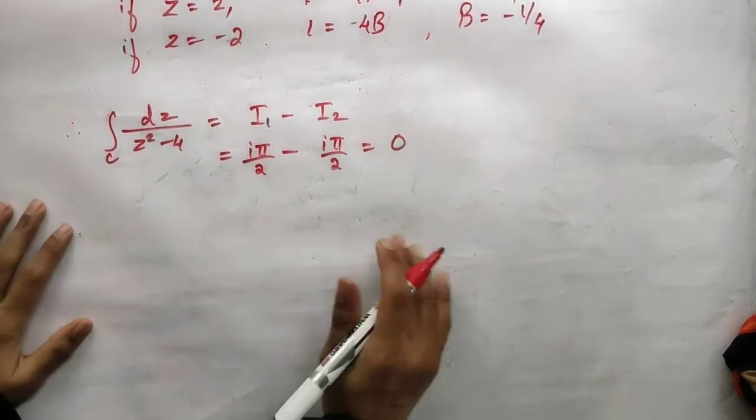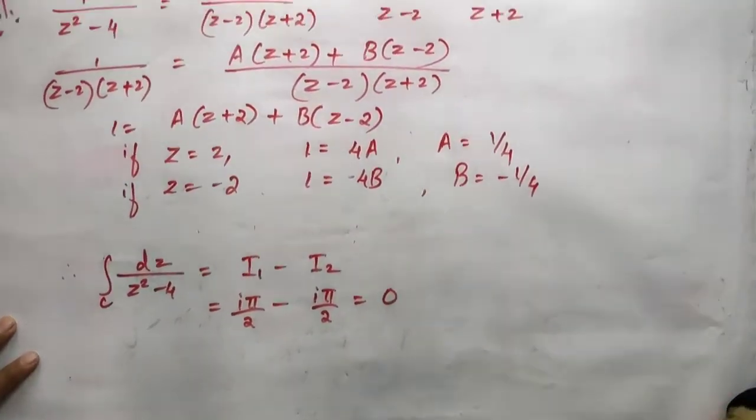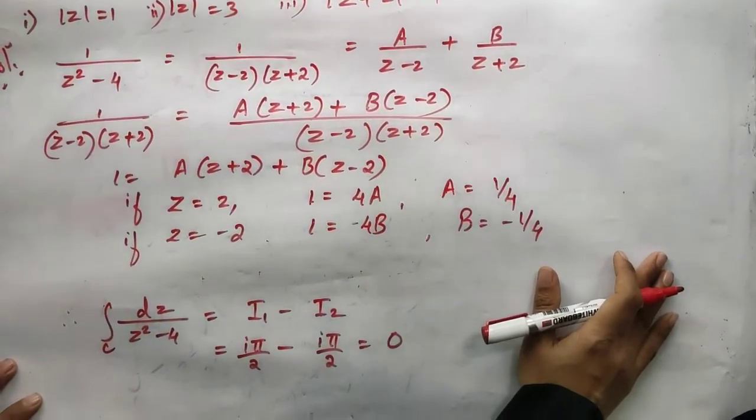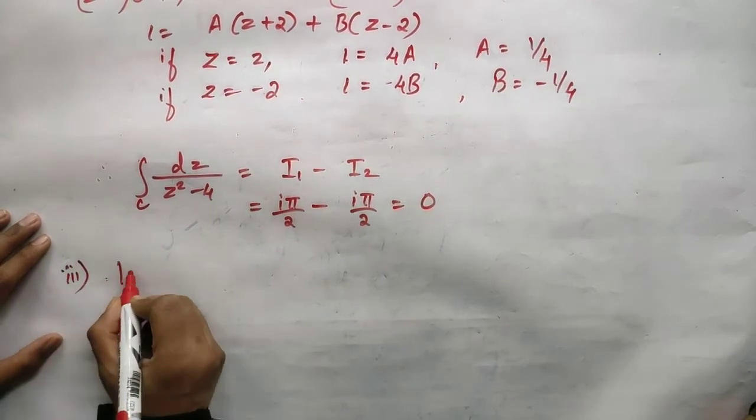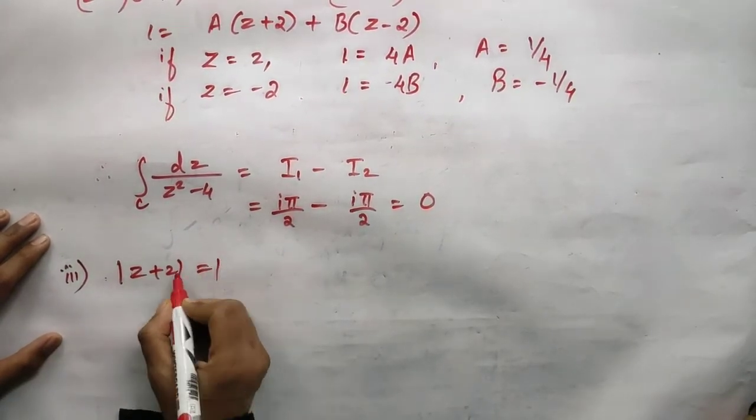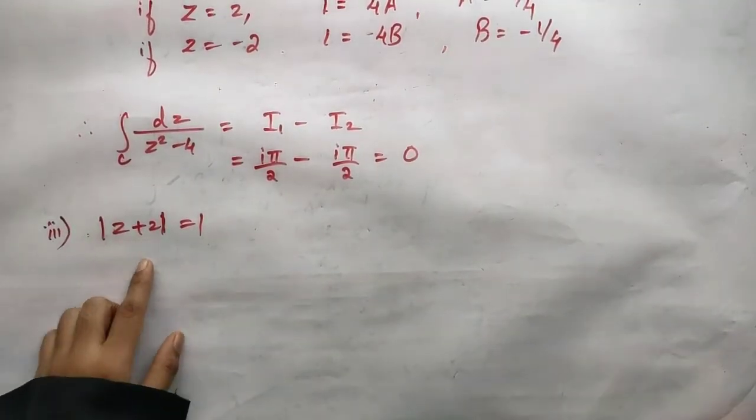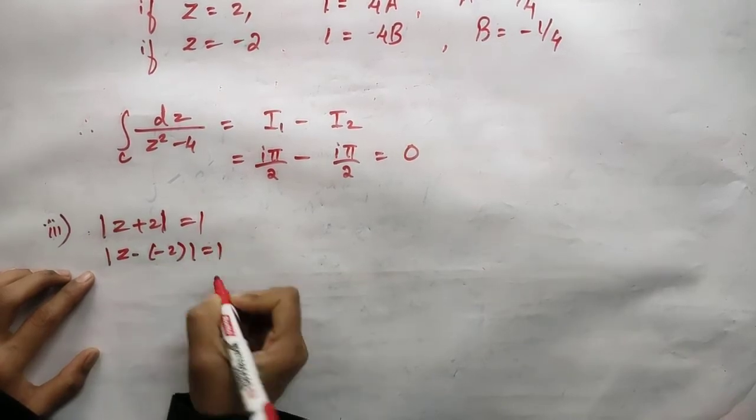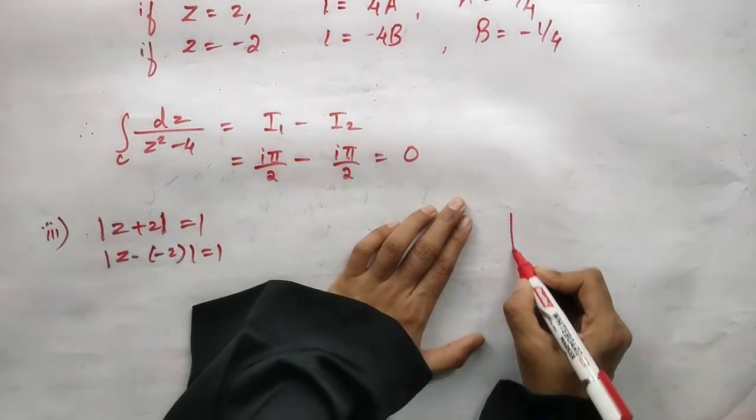Now we will go for the third part. What is the third curve? Third one, mod of z plus 2 is equal to 1. Now this is also a circle. Can anyone tell me what the center is? It is as good as writing z minus of minus 2 is equal to 1, so the center is minus 2 comma 0. Let's draw that circle.